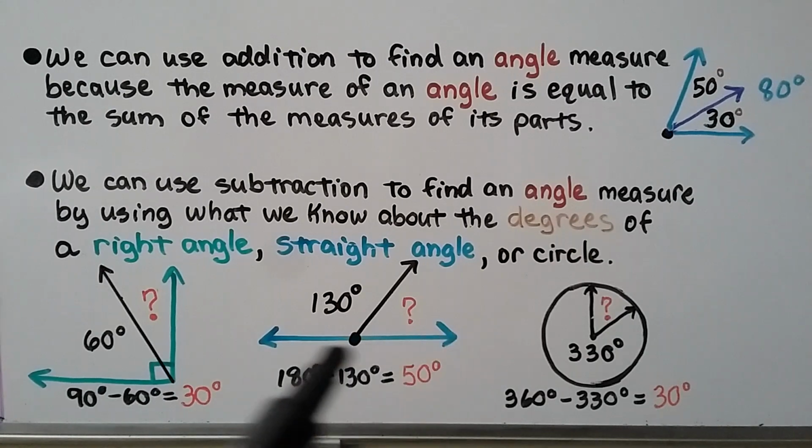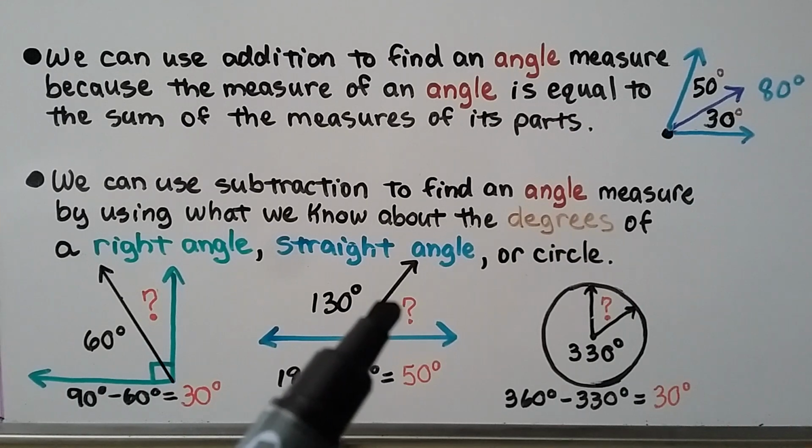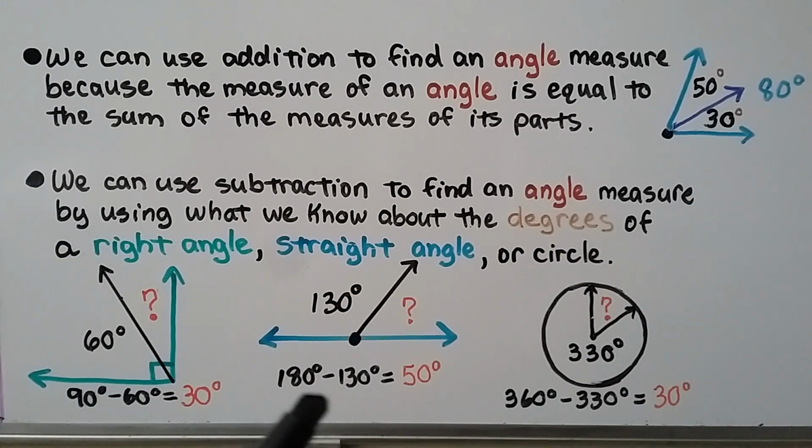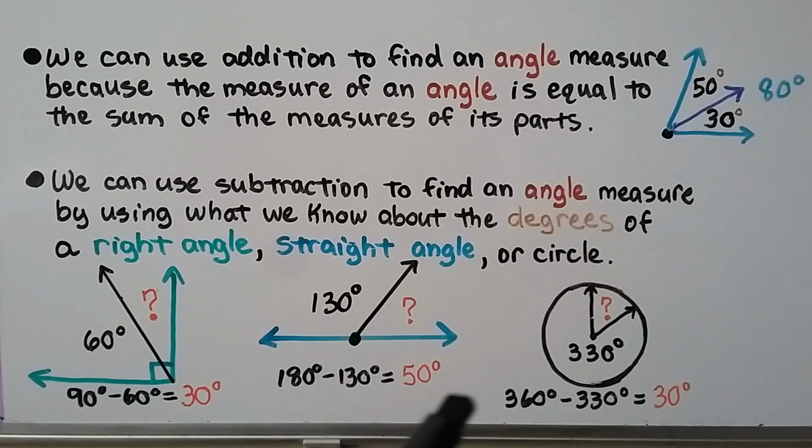And we know a straight angle is 180 degrees. If it told us this one was 130 and we didn't know what this one was, we could do 180 degrees minus 130 degrees and we would know that that's a 50-degree angle. We know circles are 360 degrees, so if we know this big space here is 330 degrees, we could subtract that from 360 and we would know that that's a 30-degree angle. We can use our prior knowledge, things that we know about angles, to help us solve angle problems.